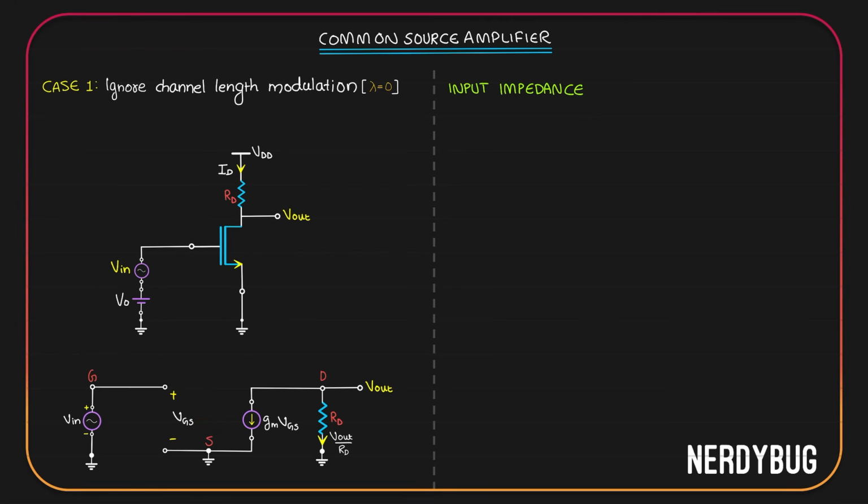In such a case, the first thing we have to do is shut down all the independent sources. The only independent source we have is Vin. Since it is a voltage source, to shut it down, we'll have to short it. Then the gate will directly go to the ground like this. Again, what we have to find out is the input impedance. So what we have to do is apply a potential Vx over here and find its relation with the current Ix that will be flowing like this.